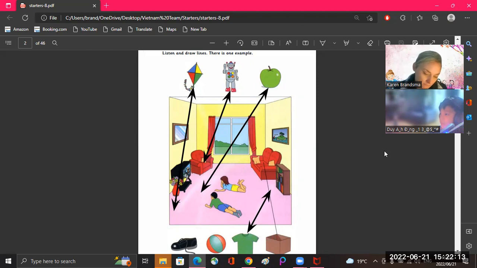Yay. 5. Now the shoe. Put it under the window. Sorry, where? Put the shoe under the window. Okay. Now listen to part 1 again. Okay, very good. You don't need to listen again. You did a good job.